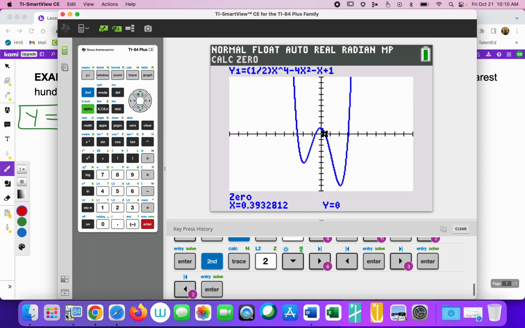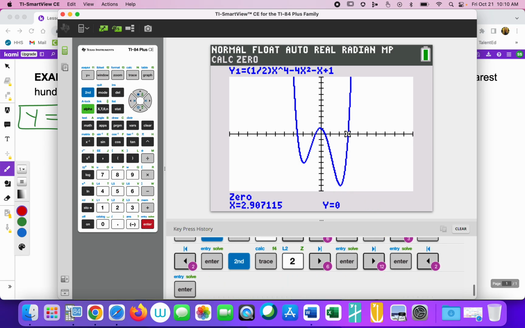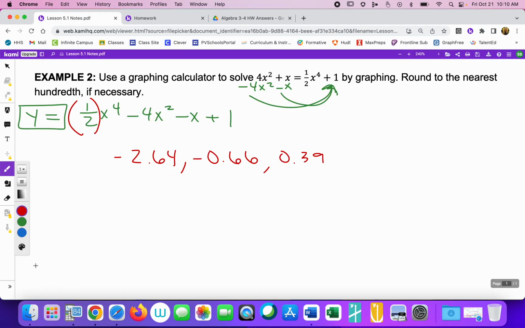Last one, second trace, option 2. Again, the more you do it, the faster you should get. 2.91 should be the fourth one. So, any questions on the process of finding them?